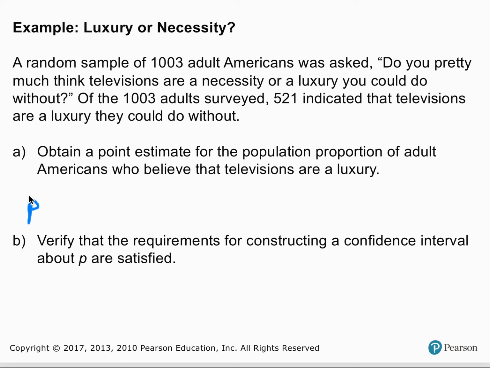luxury. So our point estimate, p hat, remember, is just x over n. So that is just, okay, that believe they're a luxury. 521 said they're a luxury out of 1,003. So 521 divided by 1,003 is 0.5194, but rounding to 3 decimal places, 0.519.